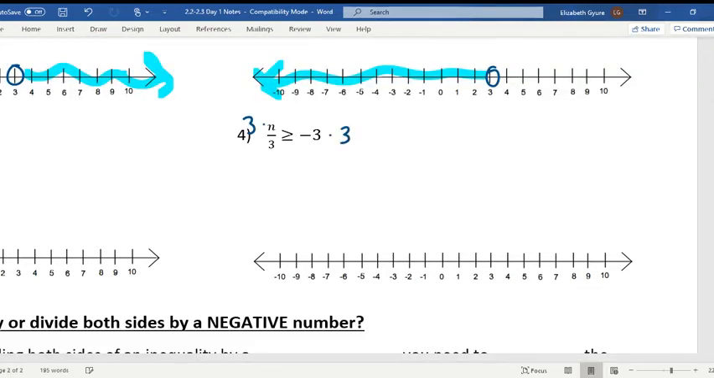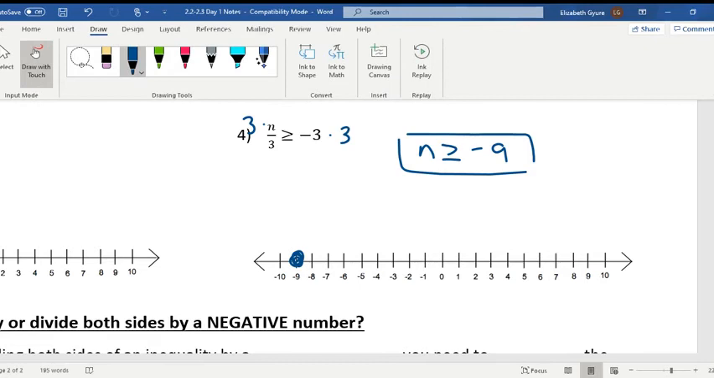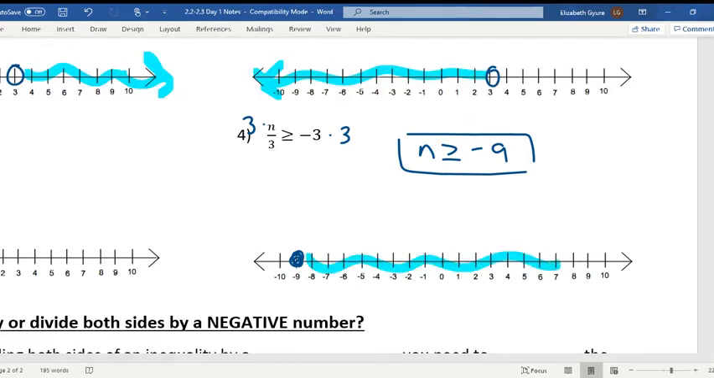Multiply both sides by 3, and Hannah, we would get n is greater than or equal to what? We get -9. Good. Lynn, open or closed circle at -9? Closed, good. And Jaden, shade to the left or to the right? To the right, good.